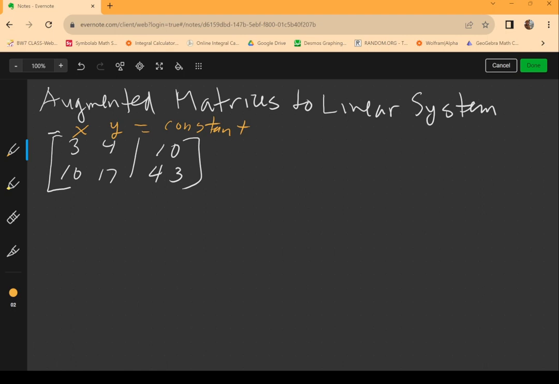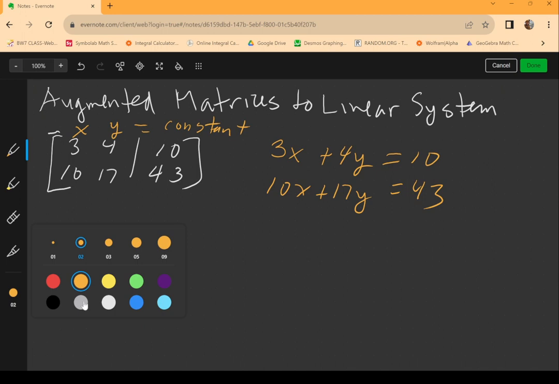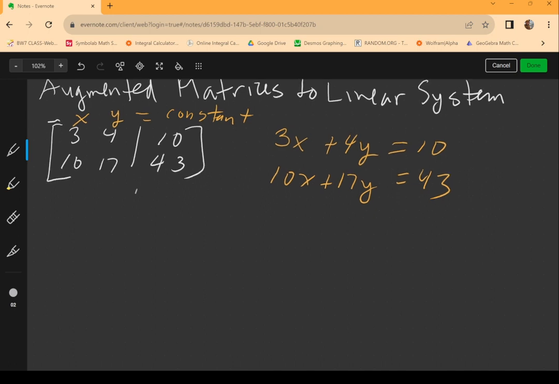Going from this to the linear system, we would have 3x plus 4y equals 10. And then the second equation would be 10x plus 17y is equal to 43. That would be the linear system representation of this augmented matrix. And again, we can take the same approach to a matrix of any size.